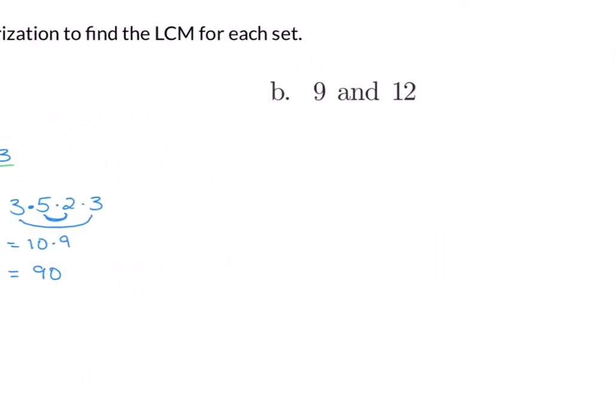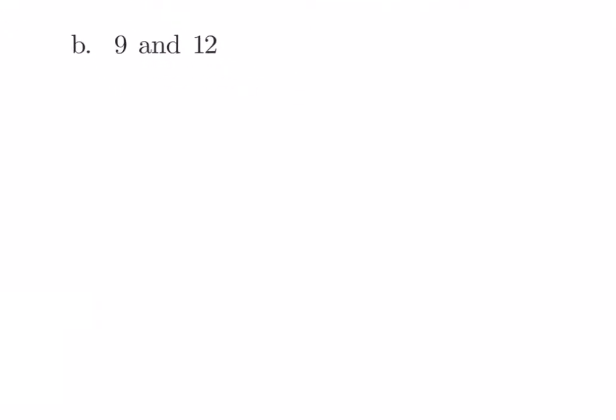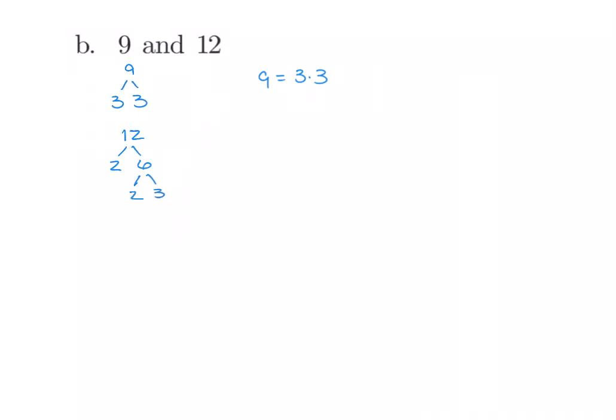All right, let's try another one. Let's look at 9 and 12. If we factor 9, 9 is equal to 3 times 3. 12 is 2 times 6. 6 is equal to 2 times 3. Those are my prime factors, so we get 2 times 2 times 3.